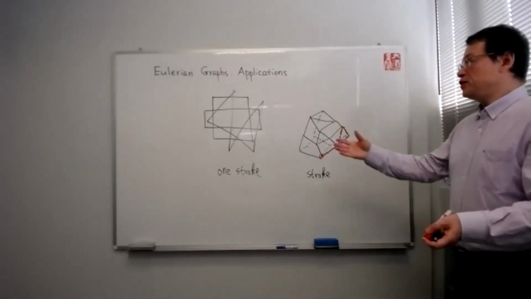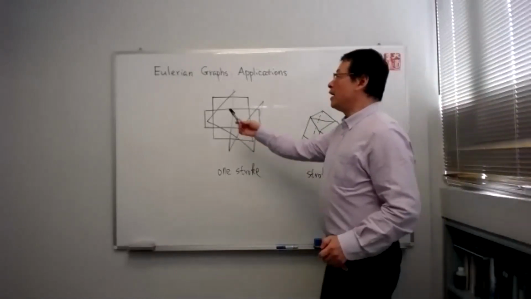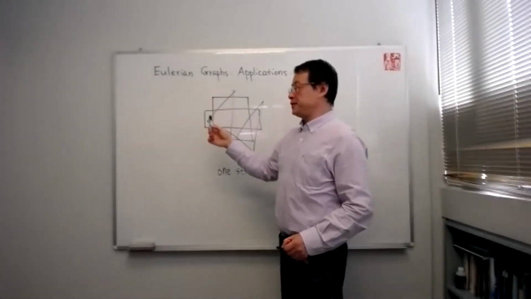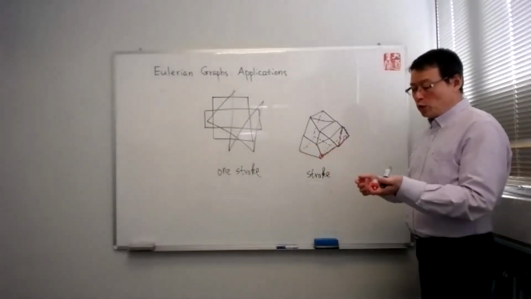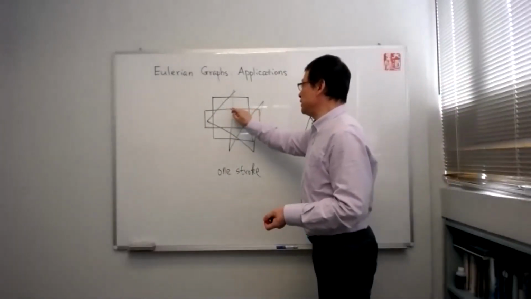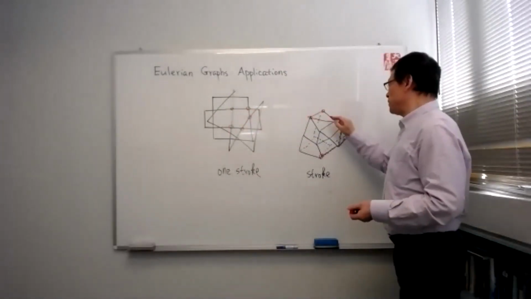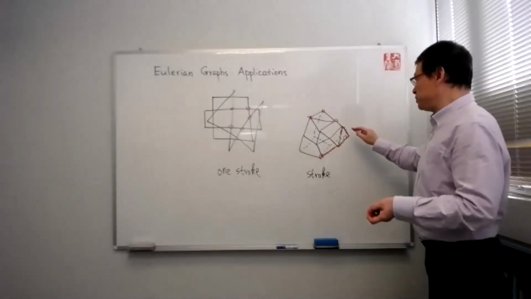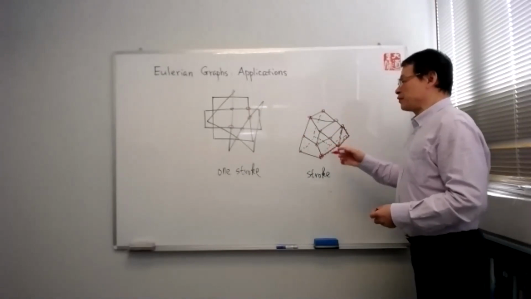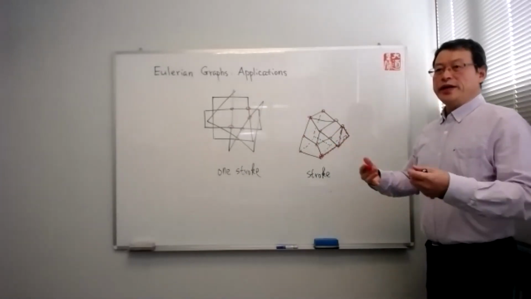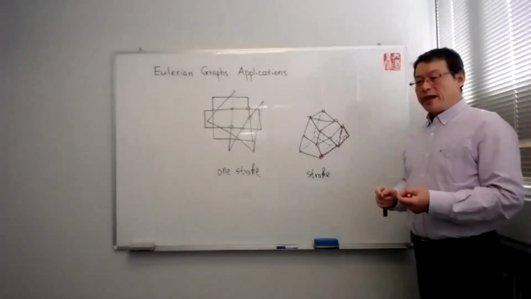So these 2 problems can be solved by our theorem on Eulerian graphs. We can make this one a graph in a very simple way. Here, these intersection points will be vertices. The vertices of the polyhedron will be vertices in the graph. And we form a graph. Once we have a graph, the problem really becomes the problem of Eulerian circuits.